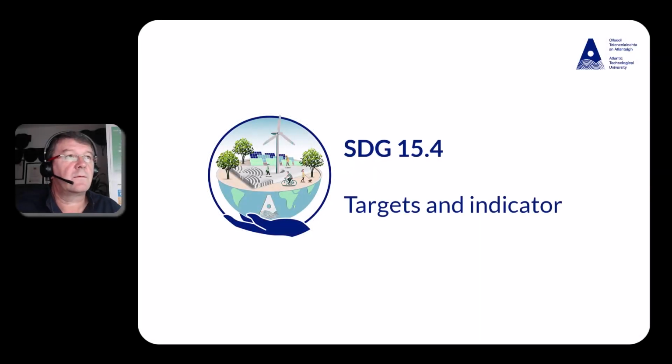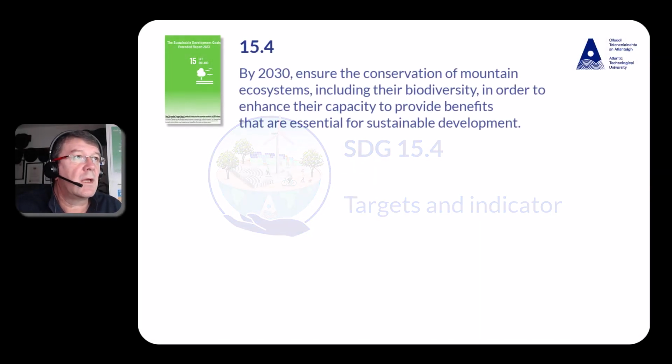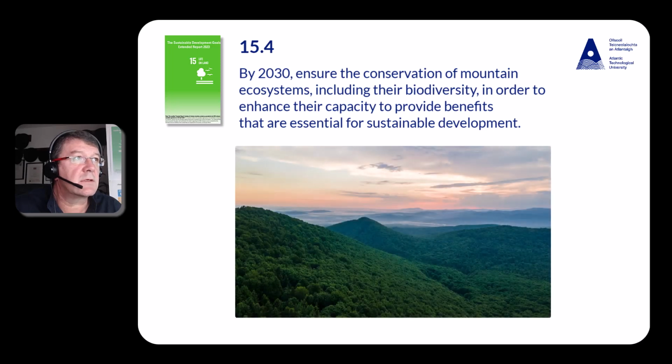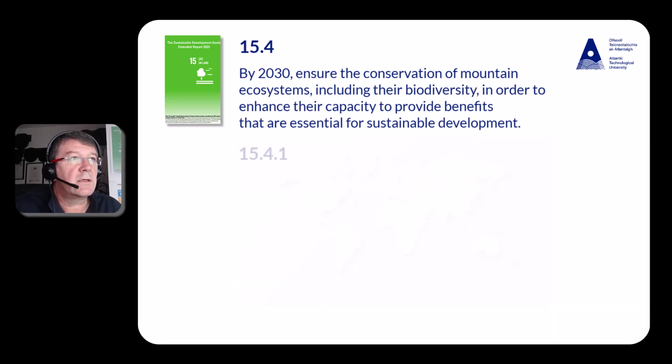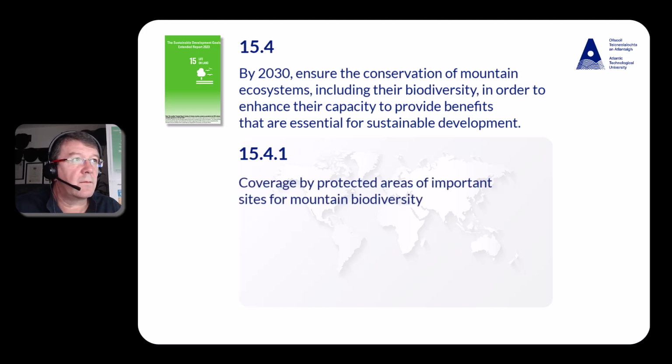Target 15.4. By 2030, ensure the conservation of mountain ecosystems, including their biodiversity, in order to enhance their capacity to provide benefits that are essential for sustainable development. The indicator for this, 15.4.1, is coverage by protected area of important sites for mountain biodiversity.